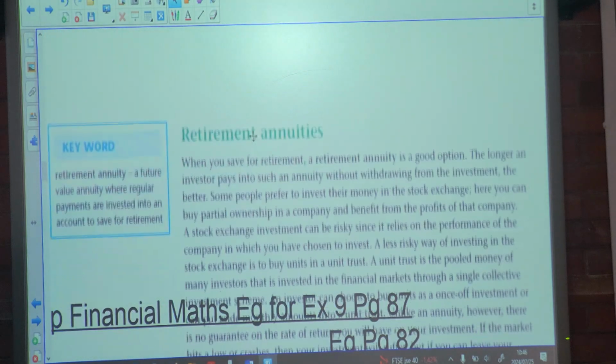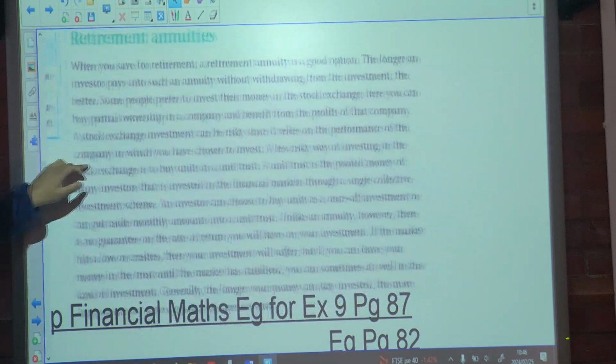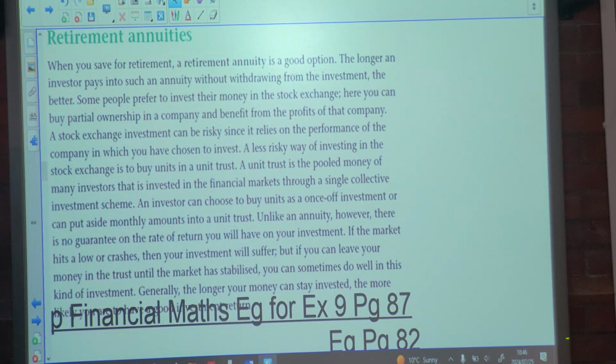Retirement annuity, a future value annuity where regular payments are invested into an account to save money for retirement. When you save money for retirement, the retirement annuity is a good option. The longer an investor pays into such an annuity without withdrawing from the investment, the better. Some people prefer to invest their money into the stock exchange. Here you can buy partial ownership in a company and benefit from the profits of that company.